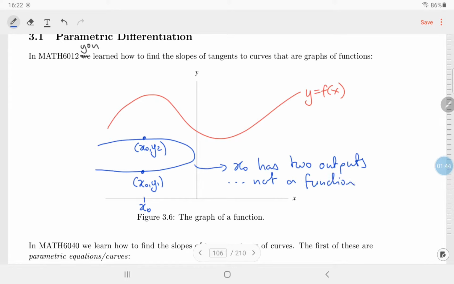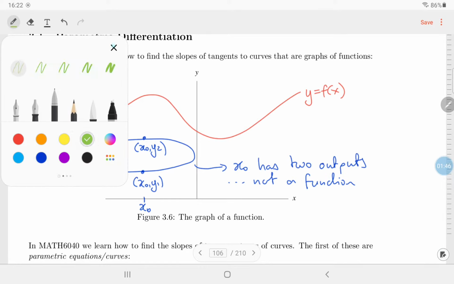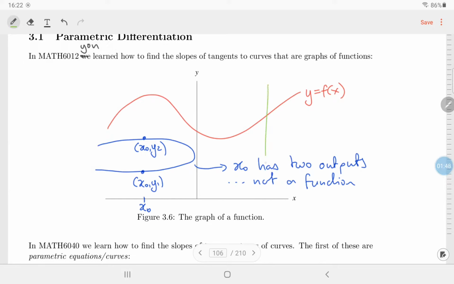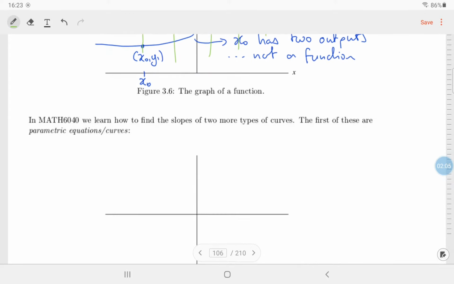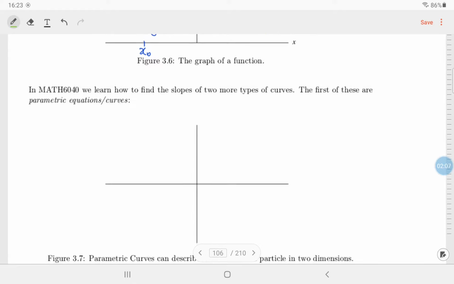So there's something called the vertical line test. If you look at the red curve, if you draw any vertical line, it hits it only once. But if you draw that one, or in particular that one, on the blue curve, it hits it twice. So it's not the graph of a function. Now, the normal differentiation you learned about last semester was for the red curve, but we're going to look at things more like the blue curve.